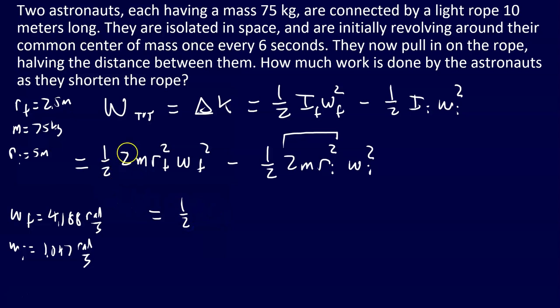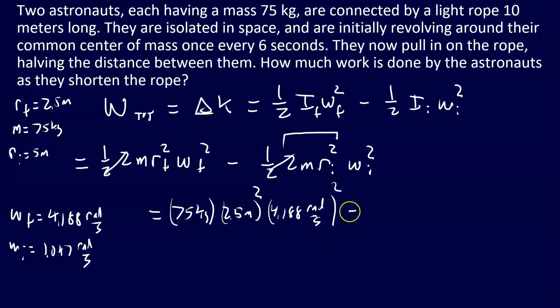And so now I just plug all of this in. One thing that's nice is the 1/2 and the 2 just sort of cancel. So we can clean that up just a little bit. And so we have a mass of 75 times R final, which is right over here, again this 2.5 meters. And then our omega final squared is the 4.188 radians per second.